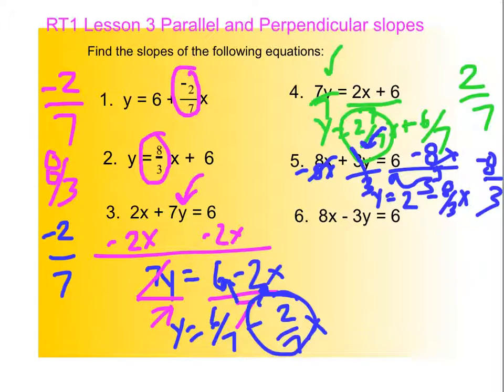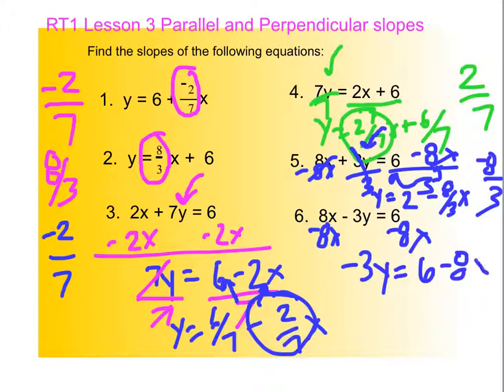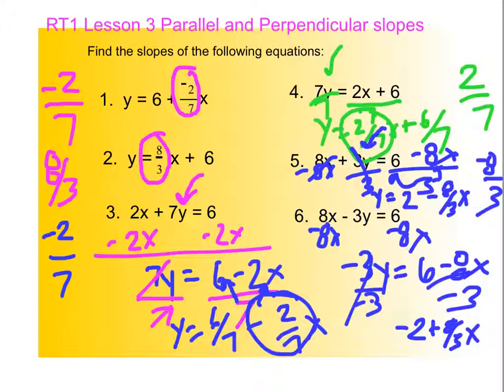Looking at problem number 6, again, to get y alone, we will subtract 8x from both sides. That leaves us with negative 3y equals 6 minus 8x. Dividing both sides by negative 3 will leave you with negative 2 plus 8/3 x on the right. If we have a negative divided by a negative, that becomes a positive. So the slope of number 6 is 8/3.